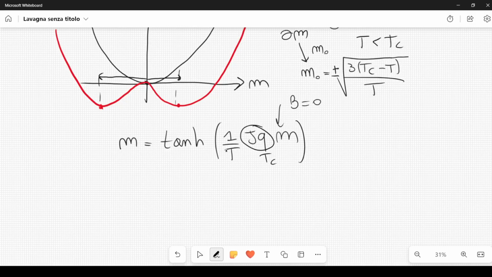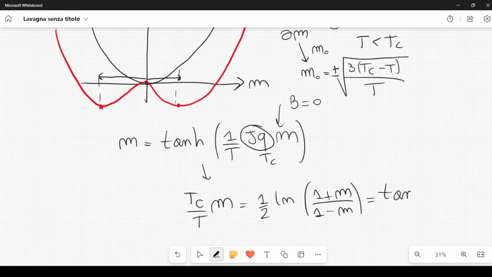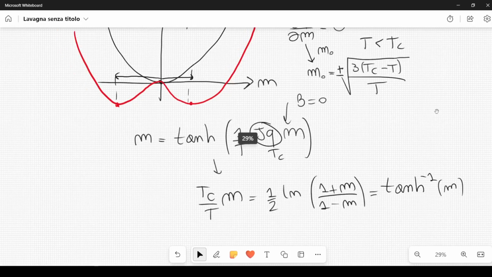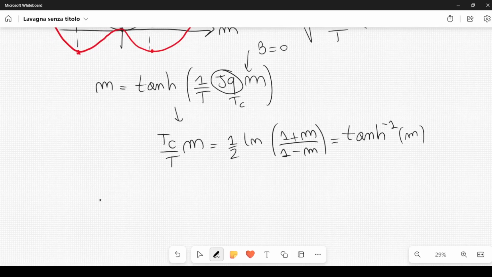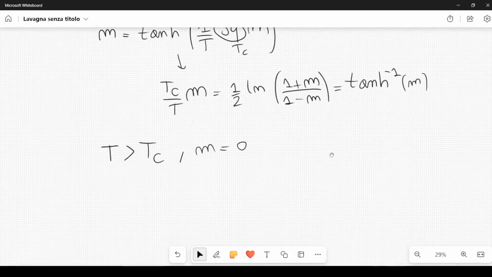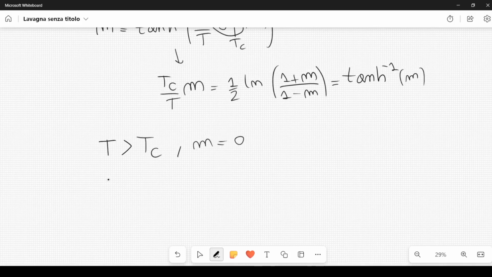Simple as that. You can also write this expression in another form, so Tc over T times m is equal to 1/2 natural log of 1 plus m divided by 1 minus m. So basically this is just the inverse hyperbolic tangent of m. I have taken the inverse on both sides of this expression, and this is how you can write it. Now, this is also useful to understand what happens when T is greater than Tc. If T is greater than Tc, we expect that the only solution to this equation is m equal to 0. I'm going to get back to this in a moment, but let's wait a little bit more, because I also want to consider the condition T less than Tc.